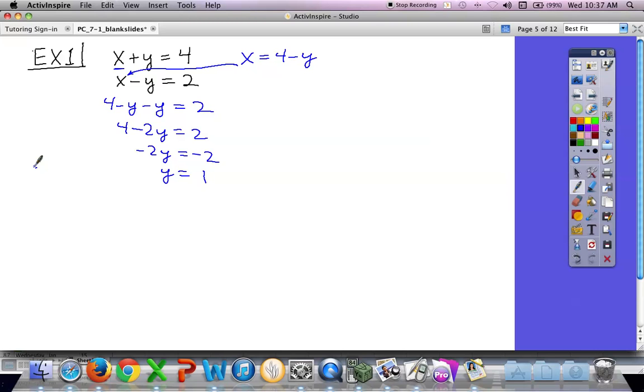Okay, what do I do with that? Yeah, the right place to plug that in is after the first step. x equals 4 minus y, so x equals 4 minus 1, x equals 3. Okay, so if these represent lines in the plane, we just found that the intersection of these lines is the point (3, 1). Right, that's the most basic example of a substitution.